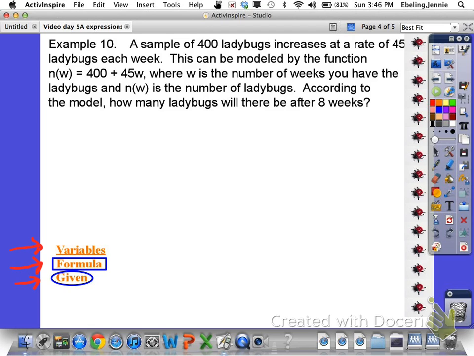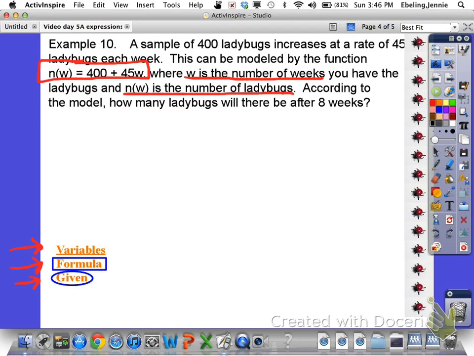Alright, let's read through example 10. A sample of 400 ladybugs increases at the rate of 45 ladybugs each week. This can be modeled by the function. Okay, so I see a function, which is a formula, so I want to put a box around this because I know I'm going to have to be using it later. Where W is the number of weeks you have the ladybugs, and N of W is the number of ladybugs. Well, the next part of that sentence are my variables. So this is where I want to underline what the variables represent in this word problem.